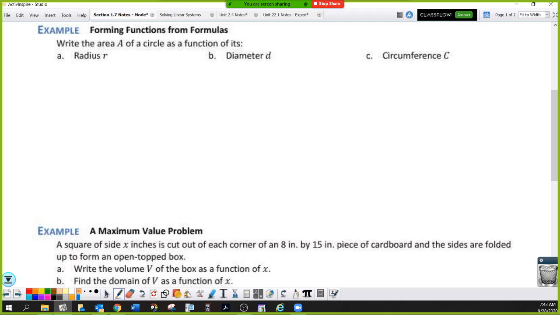It says write the area of a circle as a function of its, well, the first one's radius. How about that? Well, that one's easy. That's just area of a circle. Area equals pi r squared. Very simple.